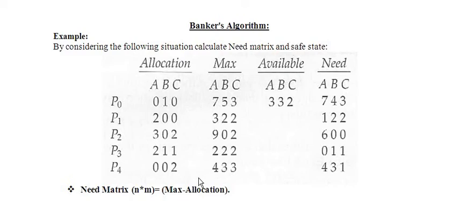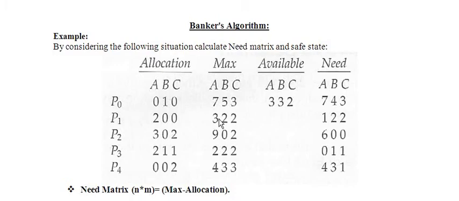Now firstly we will calculate the need matrix. The need matrix is calculated as max minus allocation. Max is this, allocation is this. So 7 minus 0 is 7. Let us see how the need matrix is calculated: max minus allocation. So 7 minus 0 is 7, 5 minus 1 is 4, and 3 minus 0 is 3. So 7, 4, 3 with respect to P0.